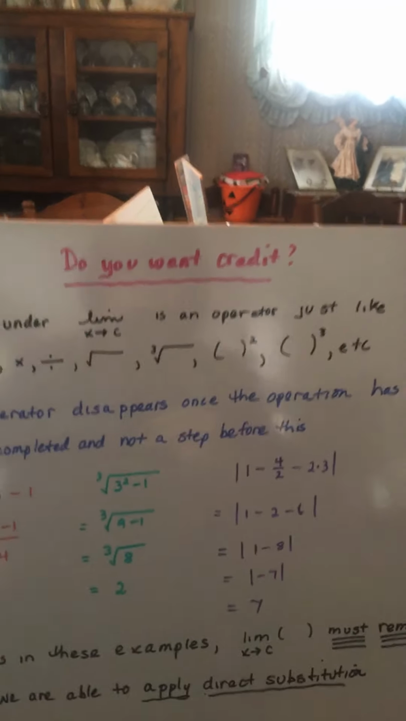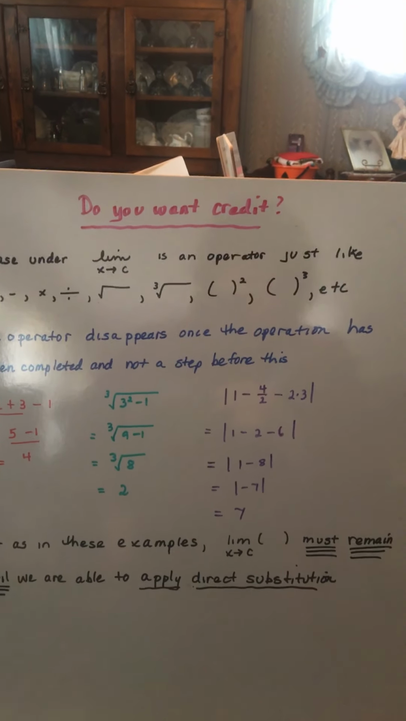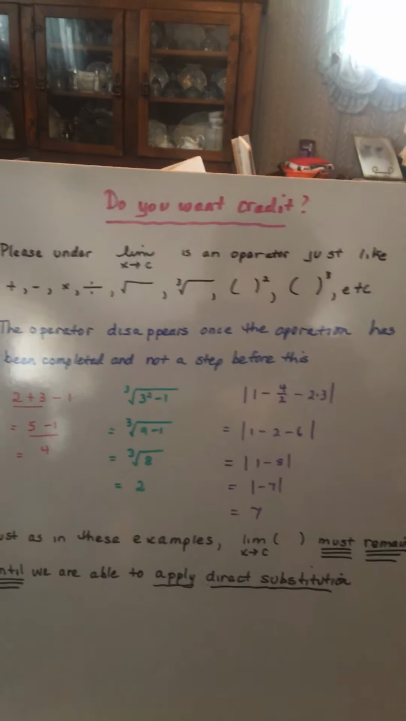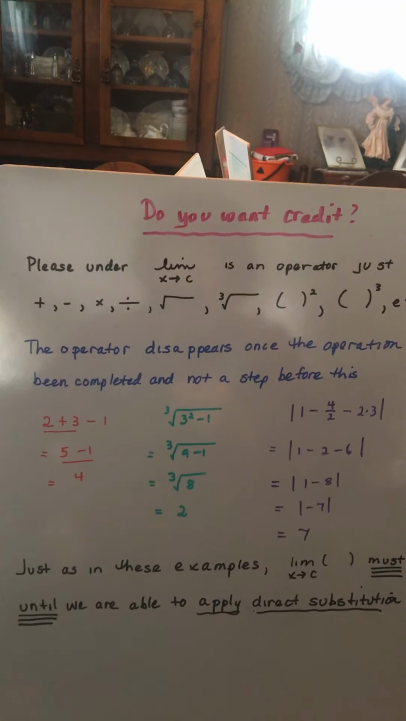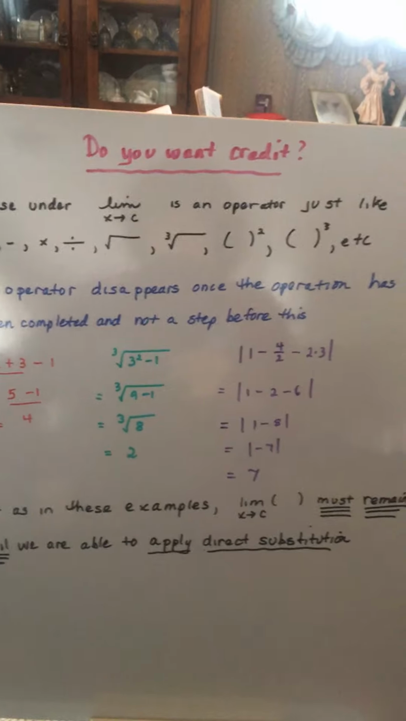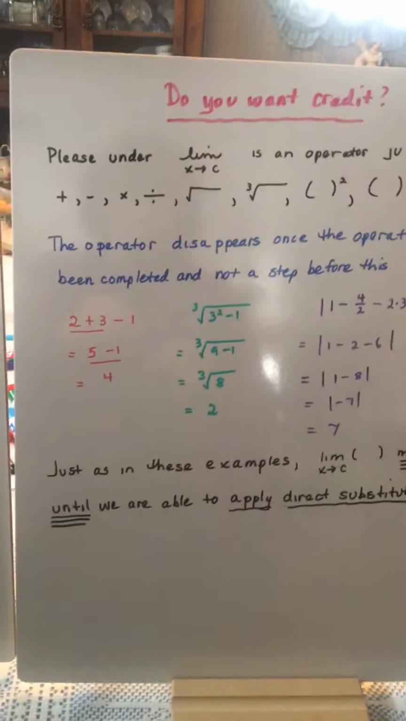Now, before we move on to the rest of the stuff, do you want credit? Please understand that limit as x approaches c or a of a function is an operator just like the plus sign, the minus sign, the multiply sign, the divide sign, the square root symbol, the radical, the cube root radical, the quantity squared, the quantity cubed, etc. The operator disappears once the operation has been completed and not a step before this.